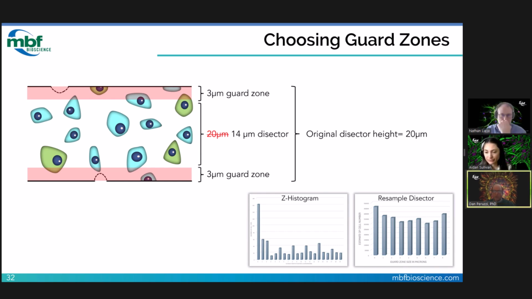Yeah, so it can really be a challenge to get a tall enough dissector to count, between getting thick enough sections to start off with, and then we have this added thing of adding the guard zones in, and that will cut into your dissector. So we're ending up with this 14 micron dissector, but that still should be enough to focus up and down and find cell tops.